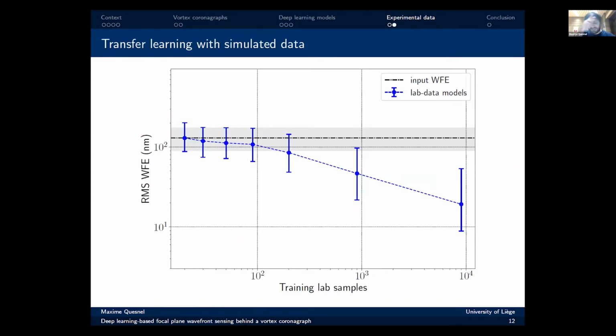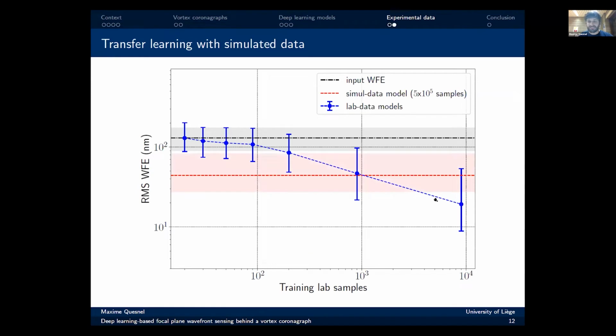So what I did is first simply take different sizes of in-lab training samples and check the root mean square wavefront error using just in-lab data, so in-lab data for training and for evaluation as well. If you don't have a lot of data, of course, you don't correct anything. But with far more, you improve the results. It is totally intuitive. The idea is also to compare using simulated data.